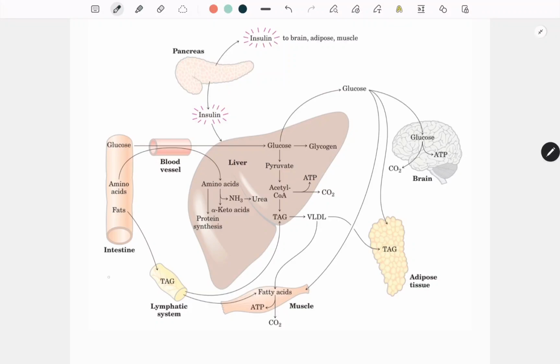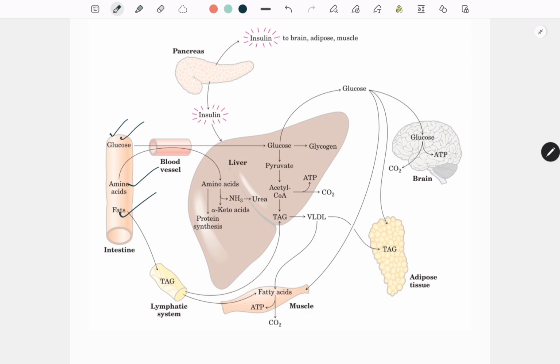Whenever a person takes a calorie-rich meal, inside his intestine the fat, amino acid, and glucose concentration generally increases. These glucose, amino acids, and fats produced in the intestine go to different parts of the body, which we are going to discuss. First, we will discuss the glucose. The glucose generally goes to the liver.